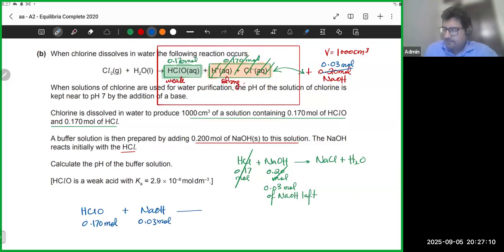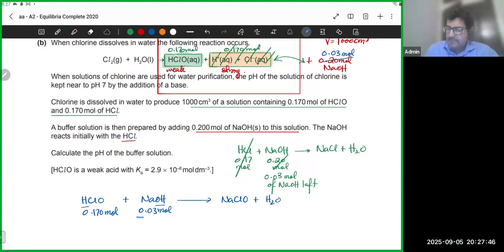0.03 moles. The two are going to react. The HClO is going to get neutralized, so it's going to become NaClO. And H2O would be formed. Remember, the H and the OH will react together to form H2O. And Na and ClO would form the salt. Okay. So what you had was that you had 0.03 moles of NaOH that was still left. And they ended up reacting with the HClO that you had in the solution.